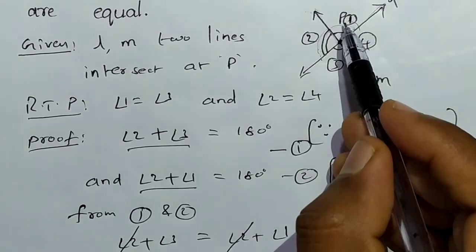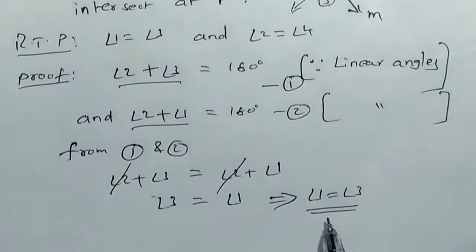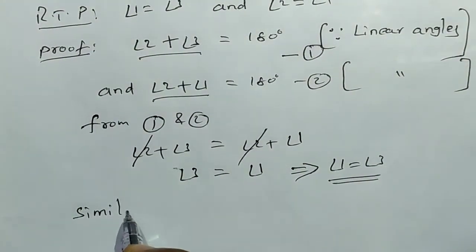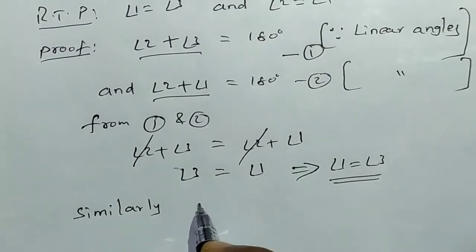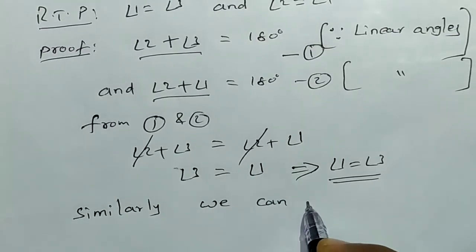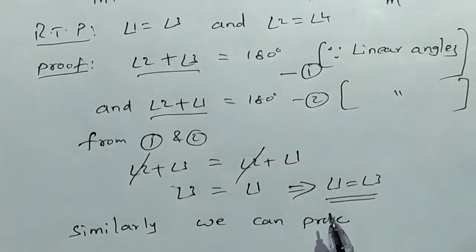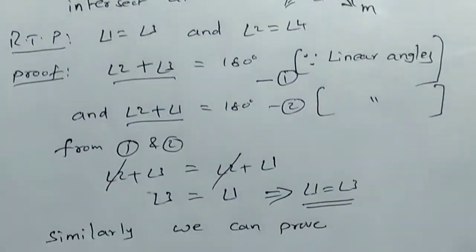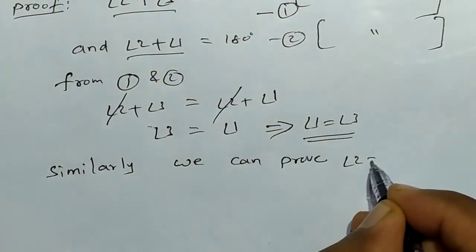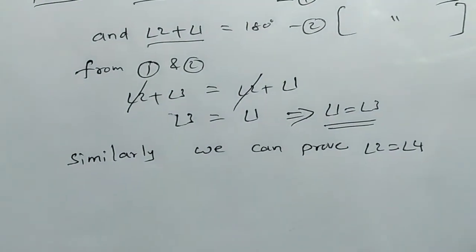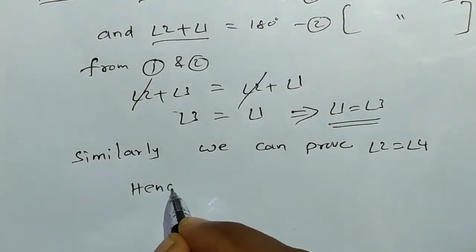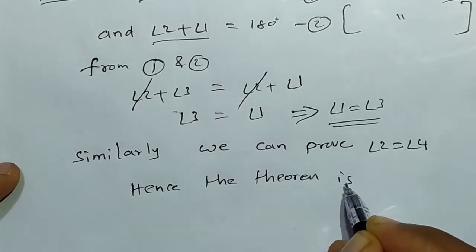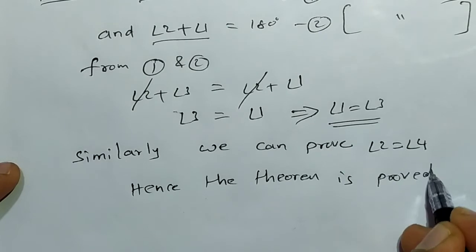So here vertically opposite angles, angle 1 and angle 3, are equal. Similarly, we can prove, so already proved angle 1 equal to angle 3. Similarly, we can prove angle 2 equal to angle 4. Angle 2 is equal to angle 4. Hence, the theorem is proved. Right?